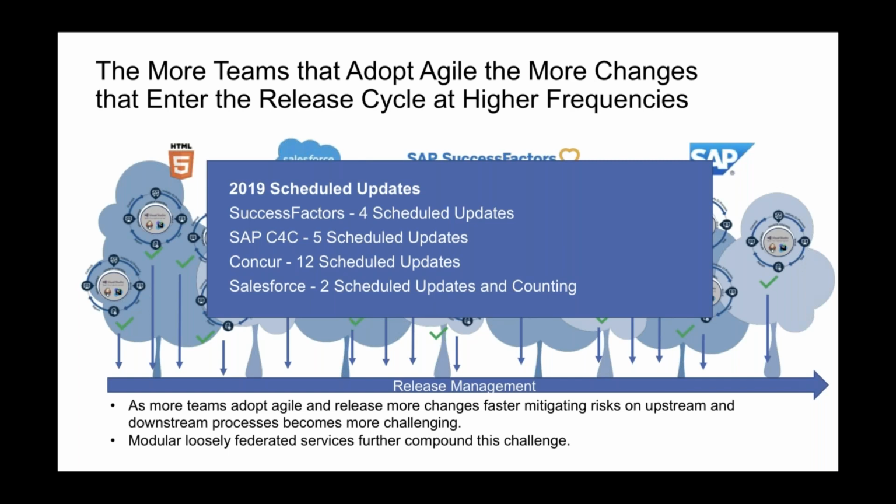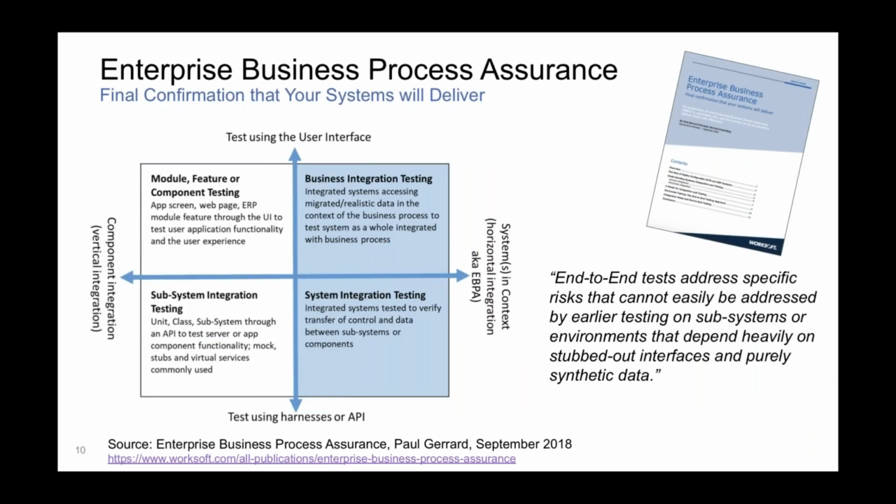So what we say is, hey, when you think about Agile, all of these things working together, more releases a year means more testing events and more need to actually test all these things working together. So this is where we really say we focus on enterprise business process assurance.